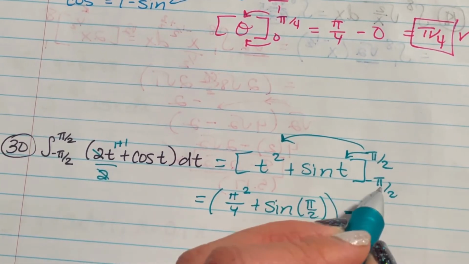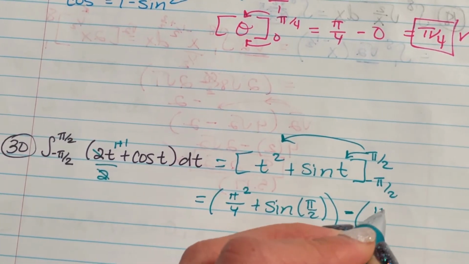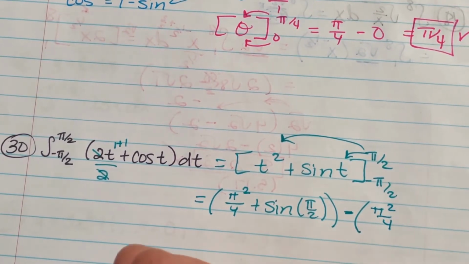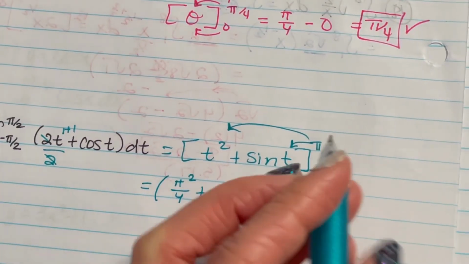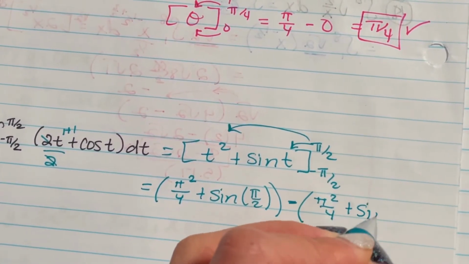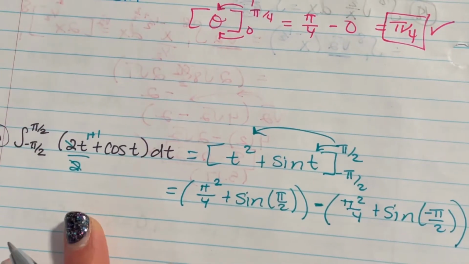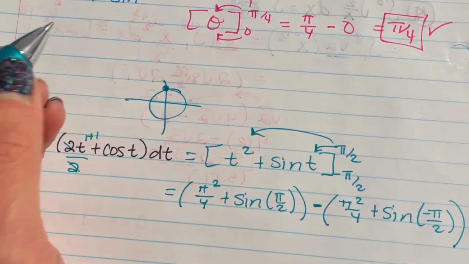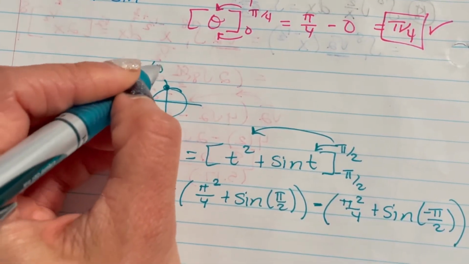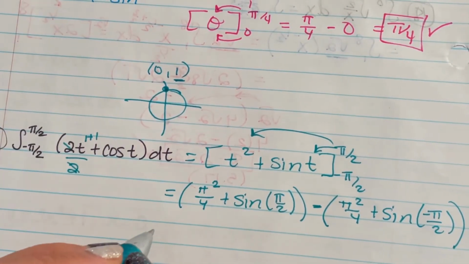Minus, plug in a negative pi over 2. Negative pi over 2 squared would be pi squared over 4 again, because a negative number squared is positive, plus sine of negative pi over 2. Okay, what is the sine of pi over 2? Well, pi over 2 is up here. I know my circle sucks, but that's okay. That's the point 0, 1. Sine is the y value, so the sine of pi over 2 is a 1.